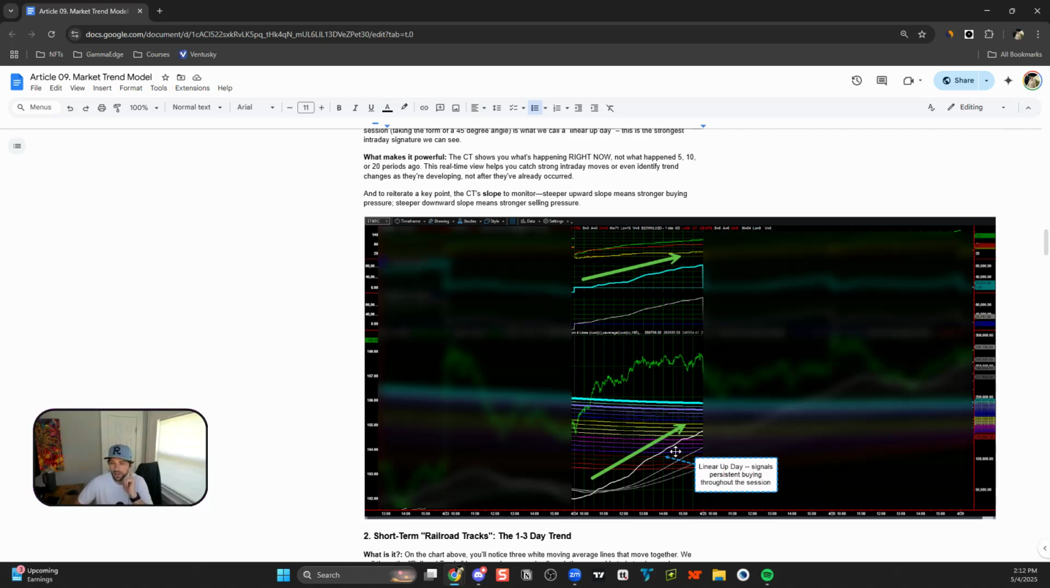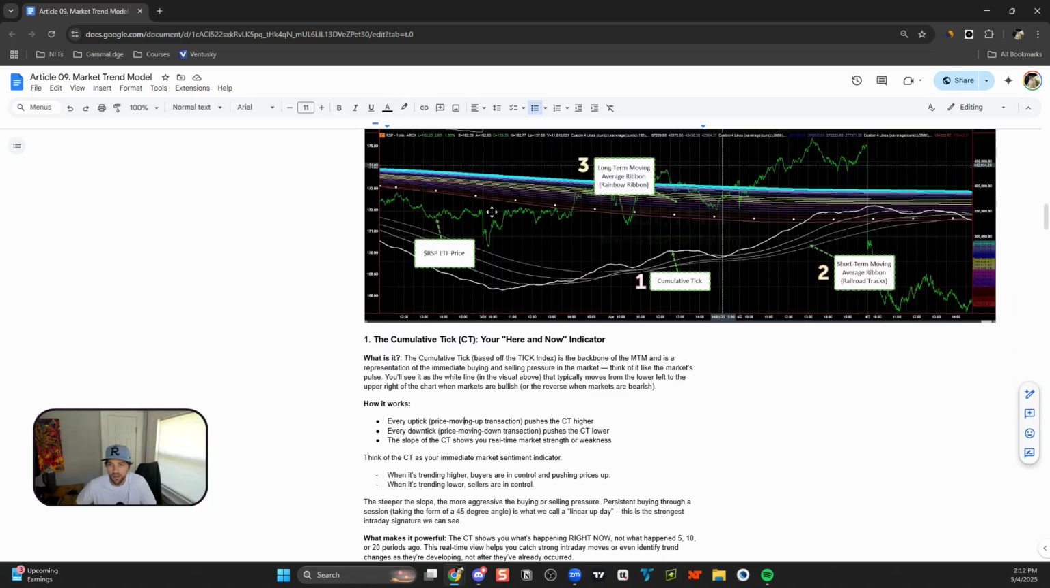If it's like this, a nice 45-degree angle, this shows sustained buying pressure throughout the session, or vice versa to the downside, selling pressure. Or if it's flat, then that shows neither. We can see that up here as well. You can see the downward move, a nice upward move here, and fairly flat here. So the slope and the rate of change are important as well.